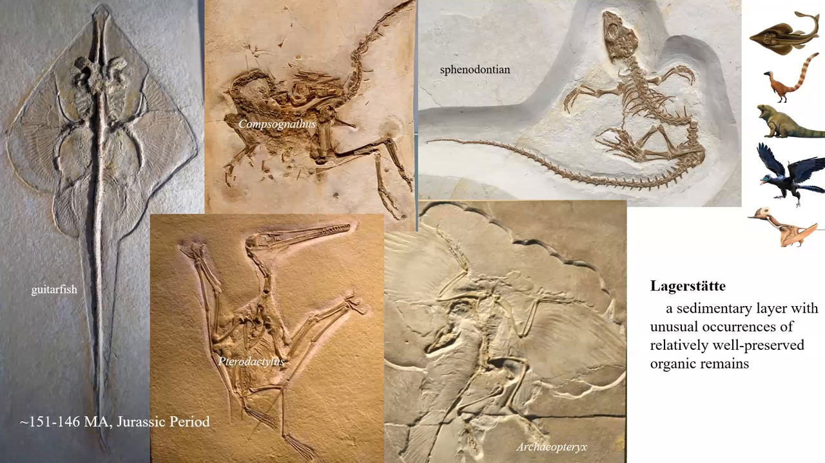A lot of these places are called Lagerstätte. It's a German word. There's plenty of ways to form a Lagerstätte. A Lagerstätte is one sedimentary layer with an almost hilariously good level of preservation. That lizard I showed you before, Seniwa, is from a different Lagerstätte from Wyoming. This is one from Germany from the Jurassic period. Look what is preserved here. It's more than just the bones. A lot of the soft tissue is preserved.